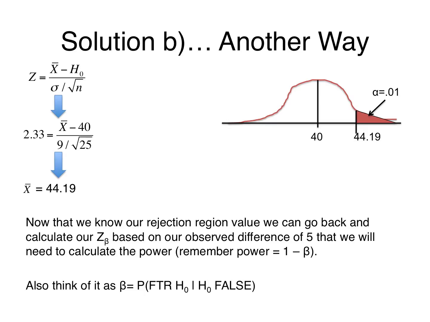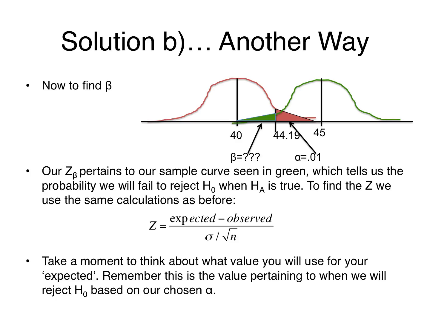So now that we have our rejection region value, we calculate our Z beta based on our observed difference of 5 that we'll need to calculate power. And remember that power equals 1 minus beta. So now we'll find our beta. Our Z beta pertains to the portion of the curve shown in green here. And this tells us the probability that we will fail to reject the null hypothesis when the alternative hypothesis is true. To find the Z beta, we use the same formula as before.